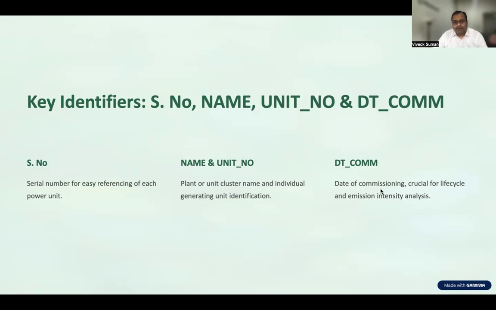Now if you see unit number, and there is a dt-com. These are another two columns. Unit number tells us how many separate electricity generating units exist in that plant, and dt-com is the date of commissioning. Okay, that's a short form for that. So that also indicates how old this plant is and when they started operating. It helps us to analyze the age and performance of each plant, which is critical for us to understand.